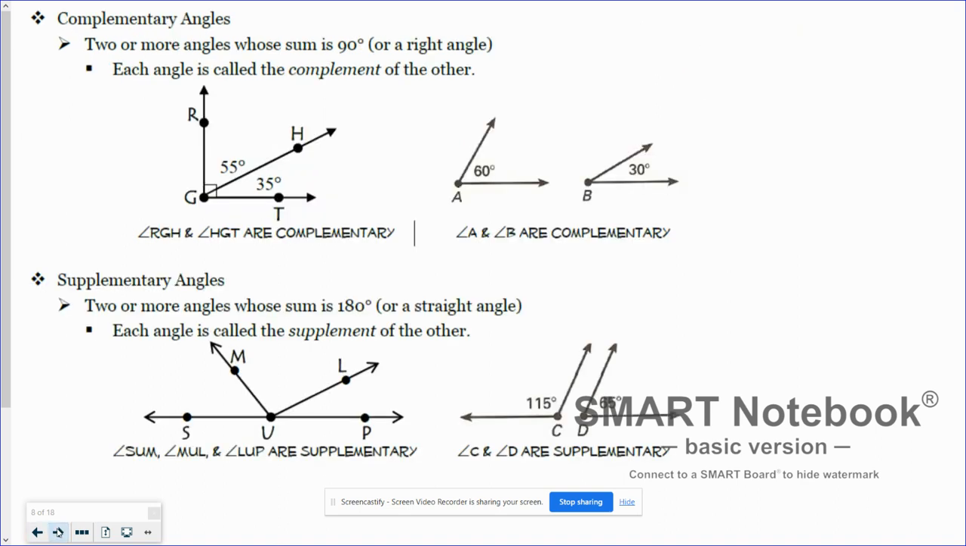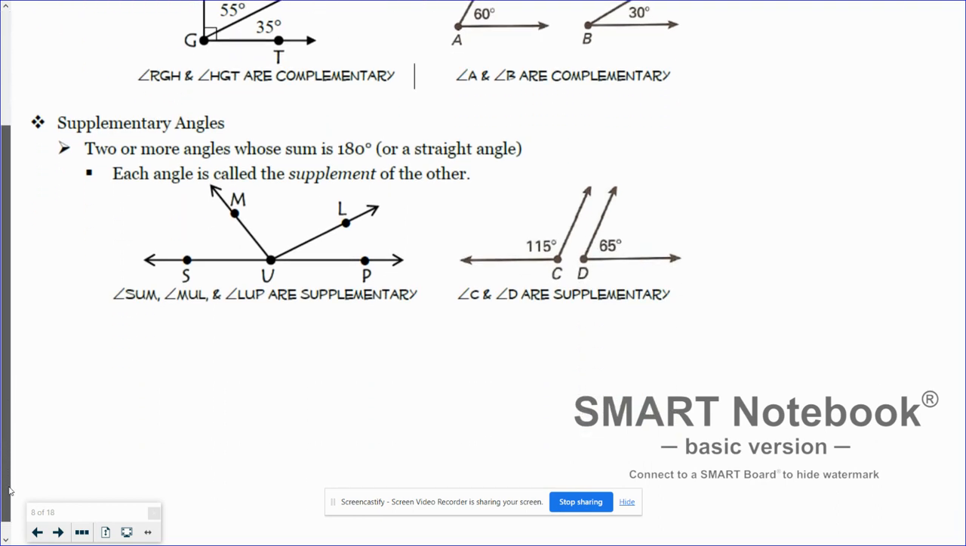Complementary angles are two or more angles whose sum is 90 degrees. So those complementary angles can totally be adjacent, but they don't have to be. And supplementary angles are two or more angles whose sum is 180 degrees. They can once again be adjacent, but they don't have to be.